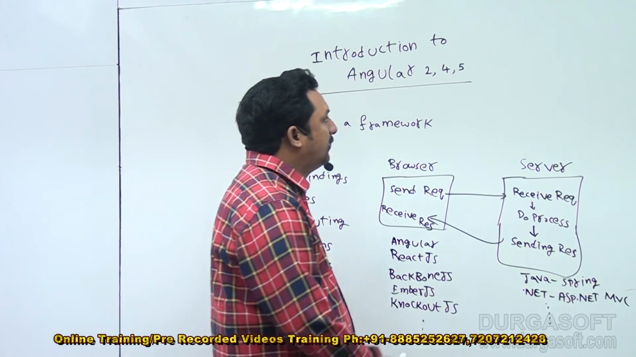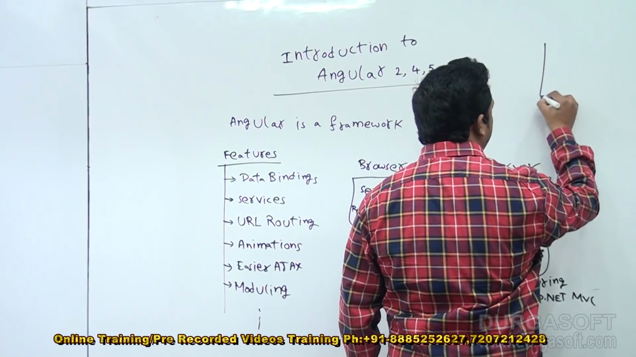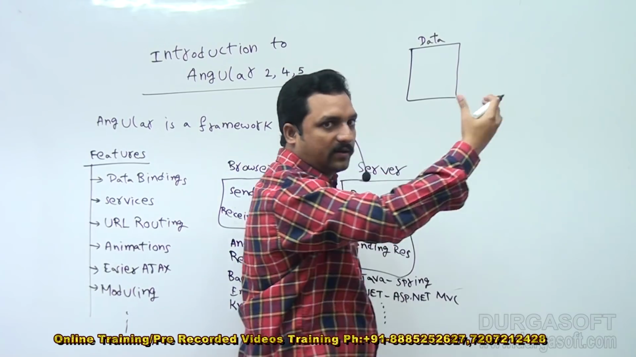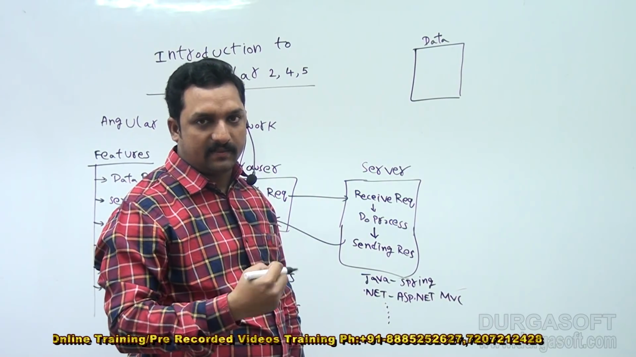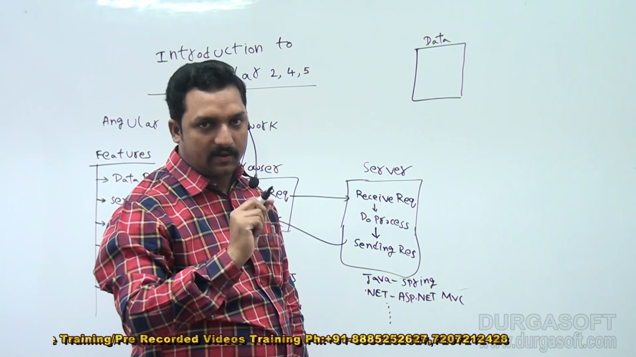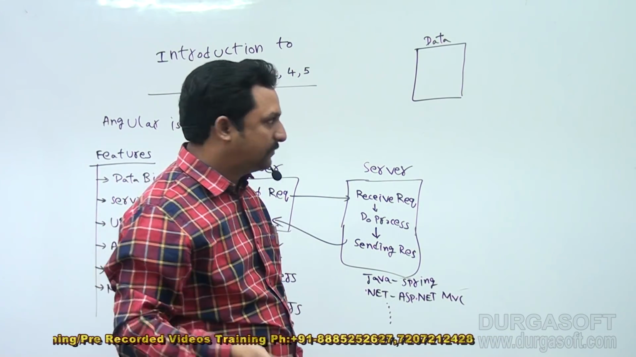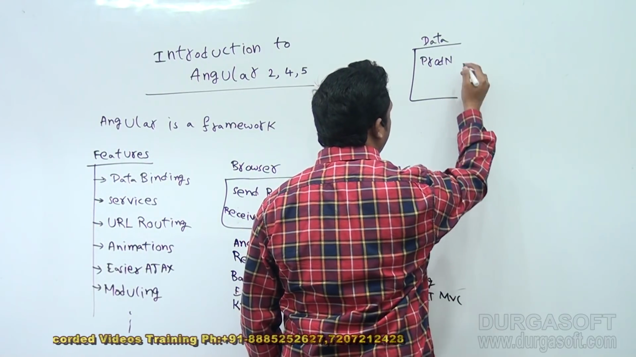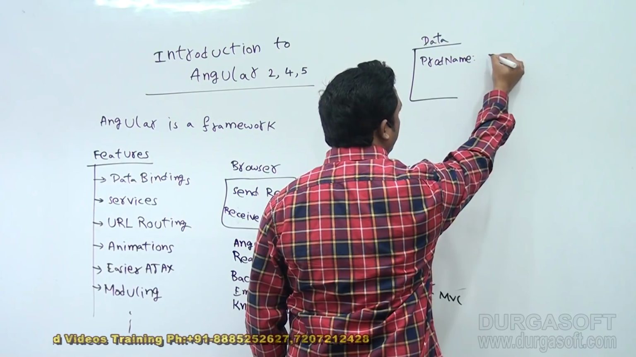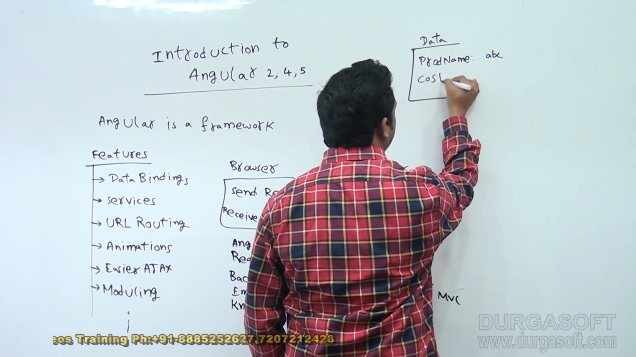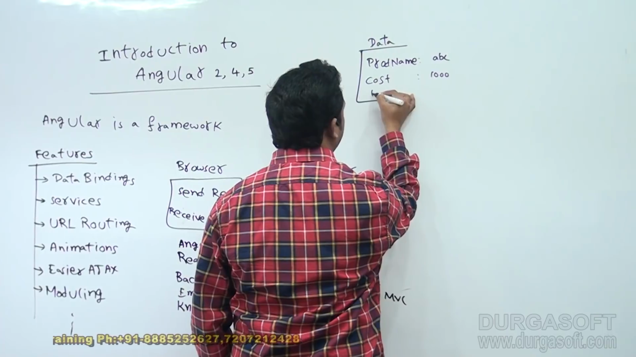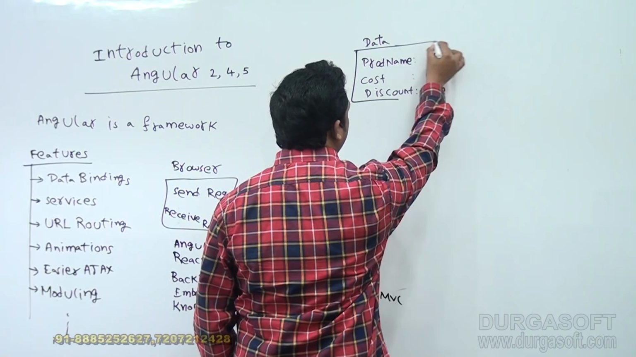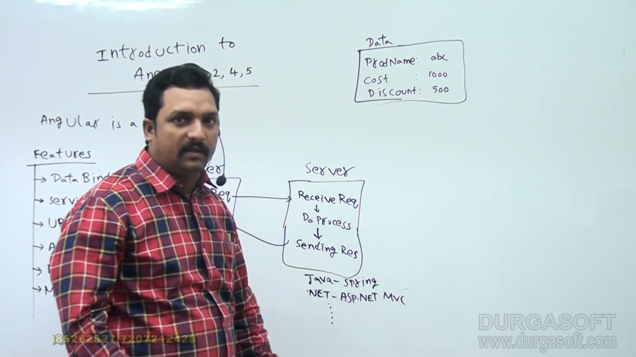Okay, first let us understand this data binding. Okay, we got some data from the server. For example, we have collected some product details: product name, cost, and discount. So product name ABC, product cost 1000, discount is some 500. Some details we have got from the server.